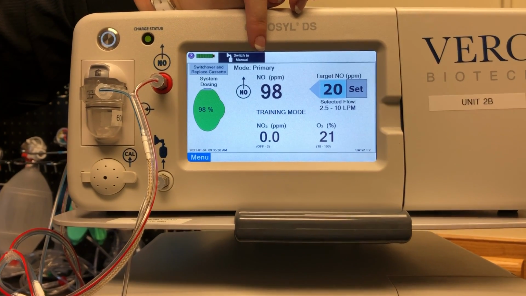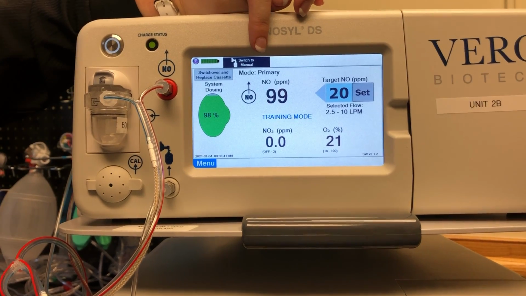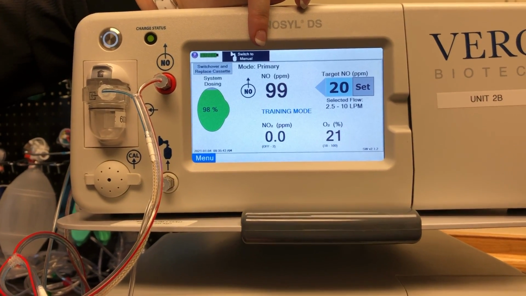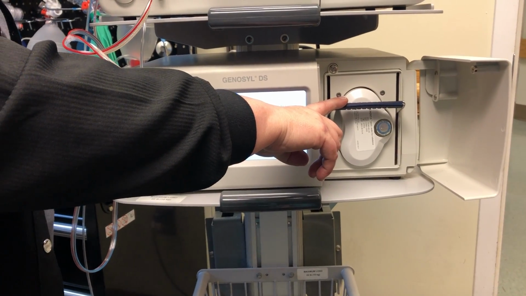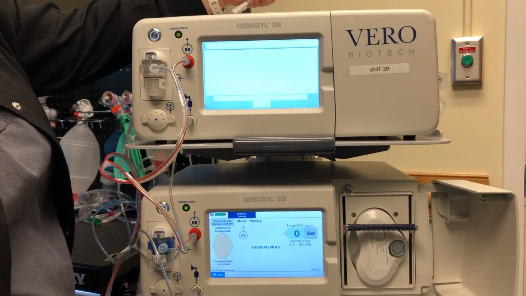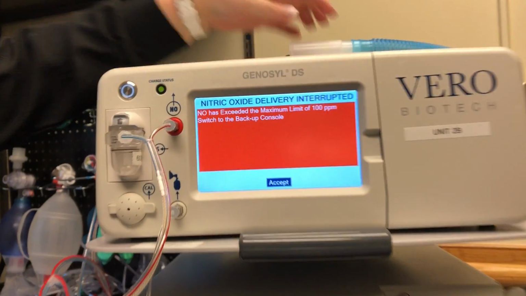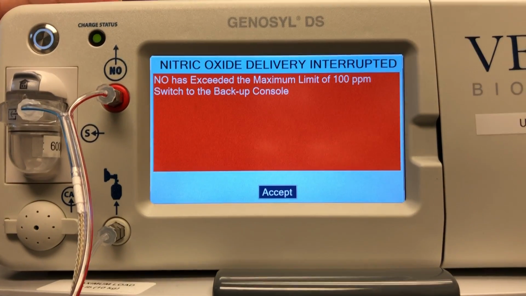And when this occurs, you'll see a prompt on the screen with a couple of instructions. One would be to activate the emergency console. But keep in mind, if you do that, the low flow state, if it's continuing, the sample line is still going to detect that 100 parts per million. So this is the alarm that you'll get. This is where it's telling you to switch to the backup console.